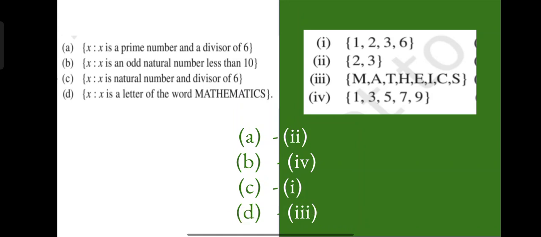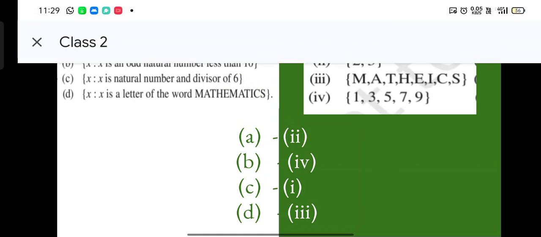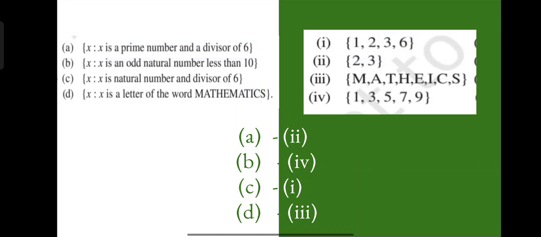Okay, and the next one is, the simple one is B, set of all odd natural numbers less than 10. So 1, 3, 5, 7 and 9. So B goes to 4. And the first one, C is more easy. Okay, C is set of all numbers x where x is a natural number and divisor of 6. So 1, 2, 3 and 6. So C goes to 1 and the exception is 2, isn't it? So A goes to 2.